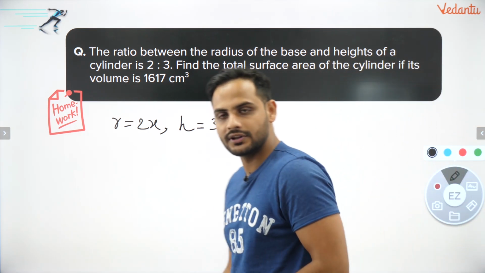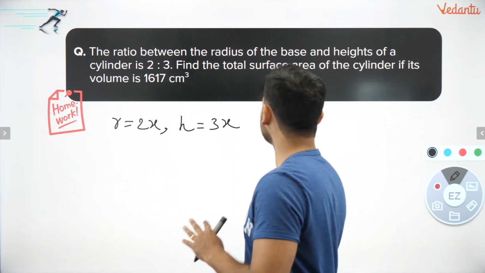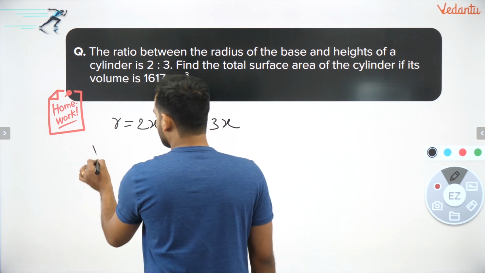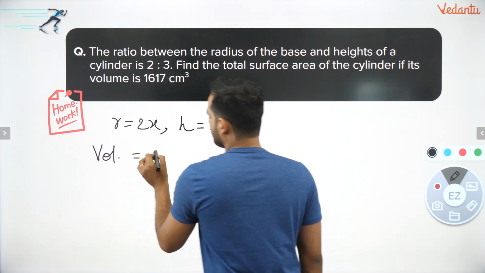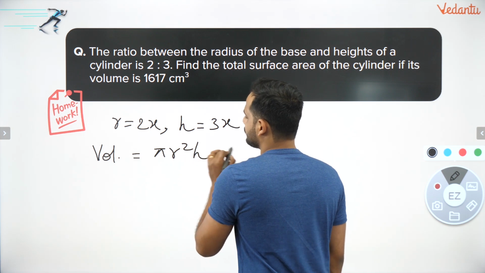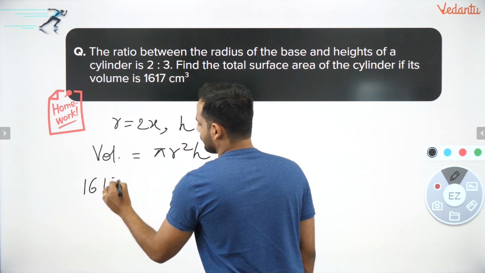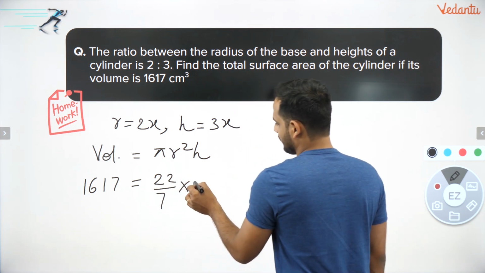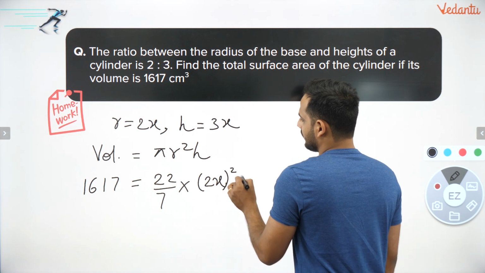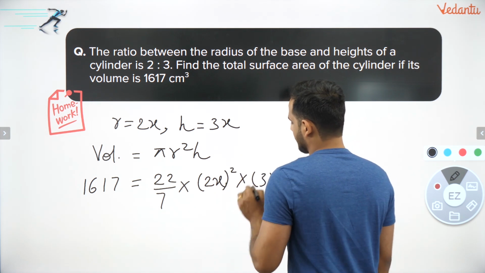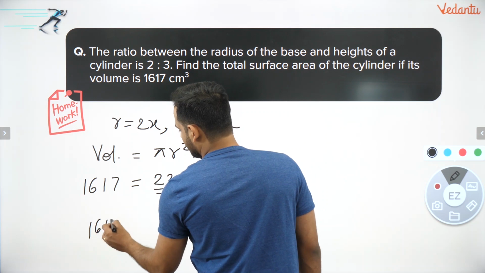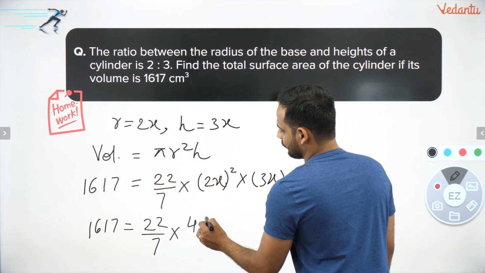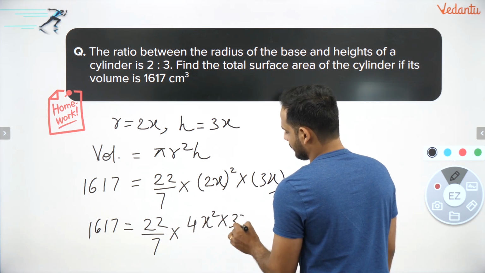So for total surface area, we need R and H both, if the volume is given as 1617 centimeter cube. So I know bachcho that volume of a cylinder is equal to pi r square h. So the volume they have given already is 1617. So it should be equal to 22/7. Radius we have taken as 2x, so 2x square into height, which is 3x. Right? So you'll be getting 1617 is equal to 22/7 into, this will become 4x square into 3x, right?